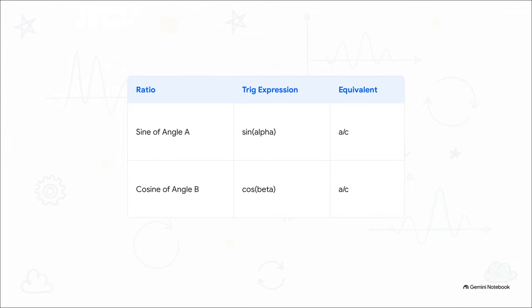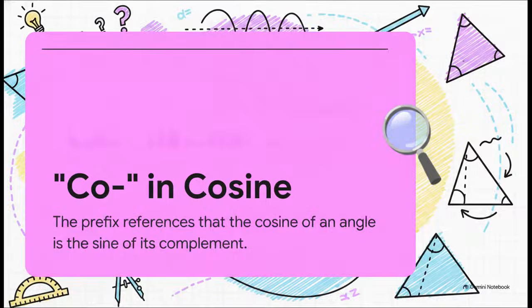And what is the adjacent side to beta? It's that exact same side, A. Boom. So the cosine of beta is also A over C. The sine of alpha and the cosine of beta share the exact same equivalent value. Mind-blowing, right? Now, what's really cool here is the actual history of the word cosine.